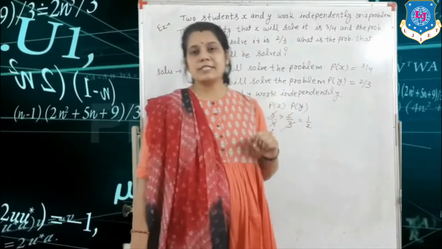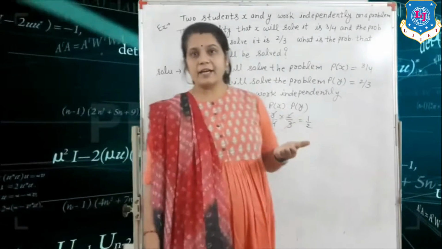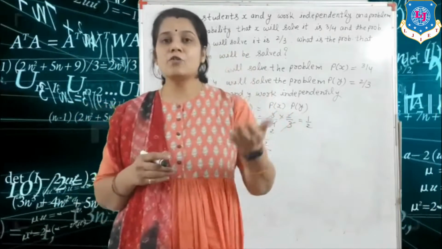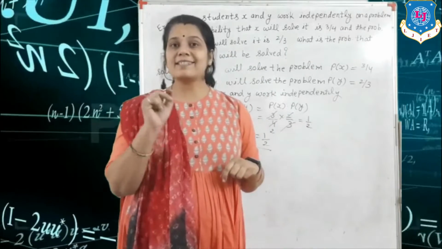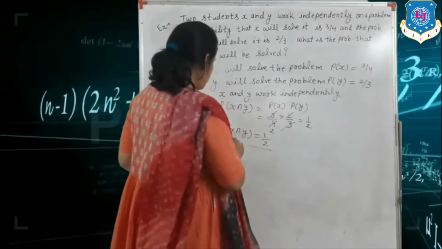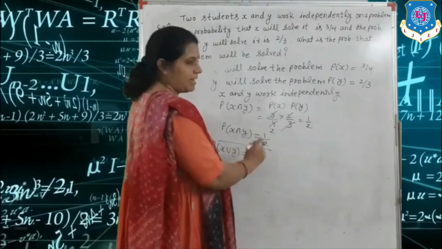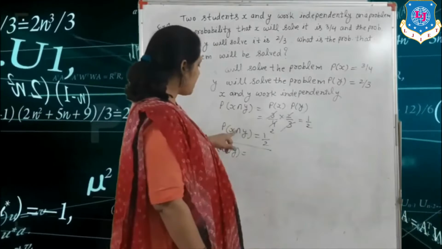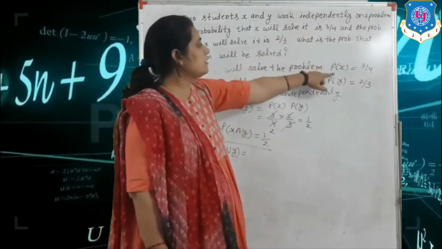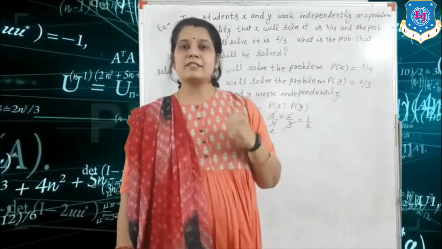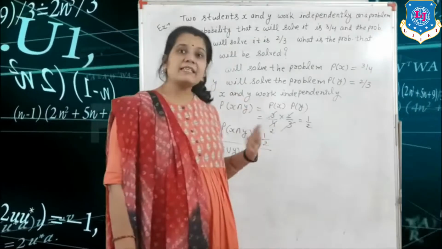Okay, but what is the question? The question is: what is the probability that the problem will be solved? That means we find the probability of X union Y. So here we find the probability of X union Y. We have found X intersection Y is equal to 1 by 2, P(X) is equal to 3 by 4 and P(Y) is equal to 2 by 3. But the solution we need is P(X union Y).